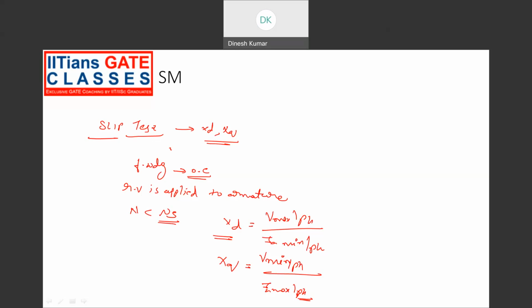Our point is, during the slip test, the rotor is open circuit and the stator is connected to the supply. So there will be a flux produced by the stator winding. Since the rotor is rotating in that stator flux, there will be an EMF induced in the rotor, and that induced EMF is AC. It is at slip frequency.